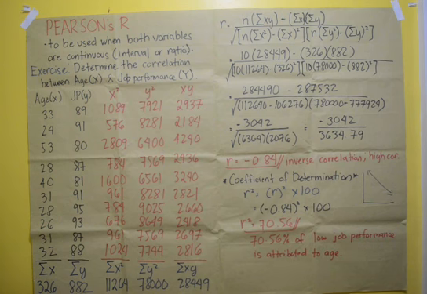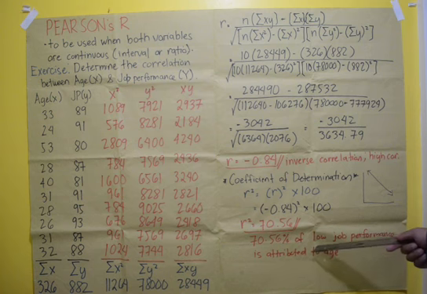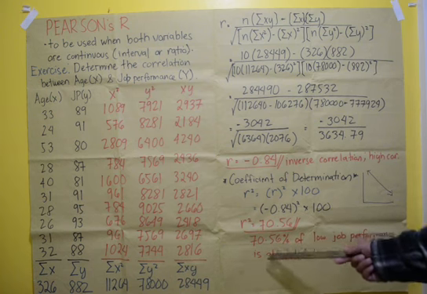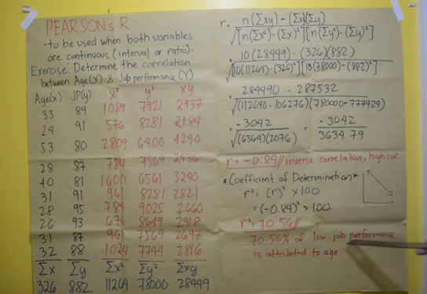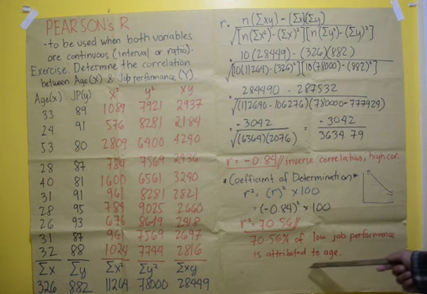So, technically, it translates to percentage. So, you could now craft your own conclusion. 70.56% of low job performance is attributed to age. So, yun yung correlation natin.